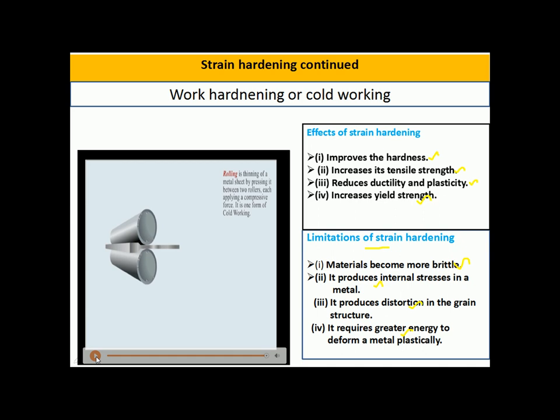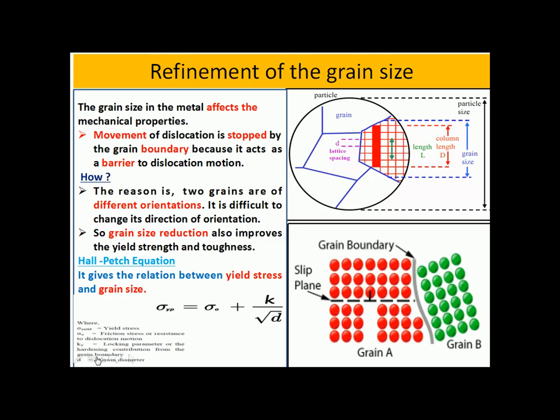The next one we are going to see about refinement of the grain size. How the grain size affects the mechanical properties. Before going to see that, we should know about a particle. A particle consists of more number of grains. Similarly, a ferromagnetic material contains more number of domains. Here, instead of domain, we can say grain.